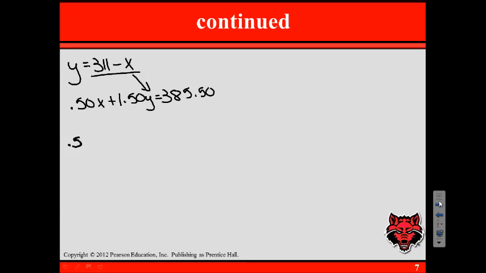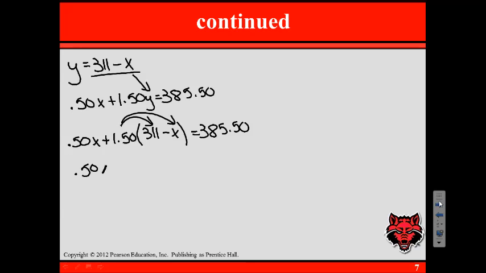So if we plug 311 minus x into the y variable in the first equation, this is what it looks like: 0.50x plus 1.50 times 311 minus x equals $385.50. Now at this point, we need to distribute the $1.50 to both pieces inside parentheses. When we do that, we get 0.50x plus 466.5 minus 1.50x equals 385.50.